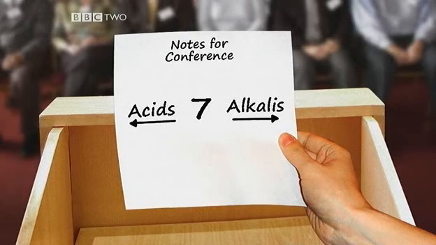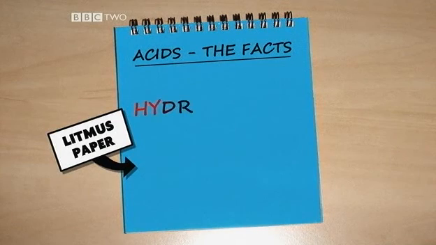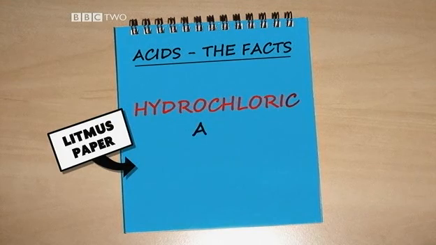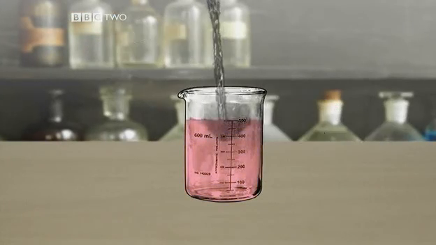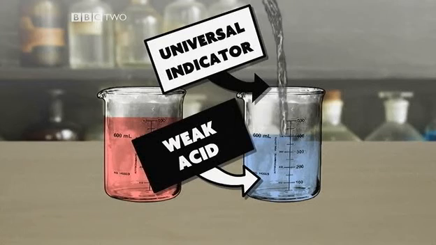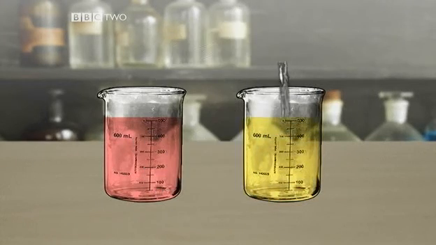So we know that 7 is the key pH. Below this we have acids. Above we have alkalis. But what else can we say about them? Acids turn blue litmus paper red. Strong acids turn universal indicator red too. And weak ones turn it orange or yellow.